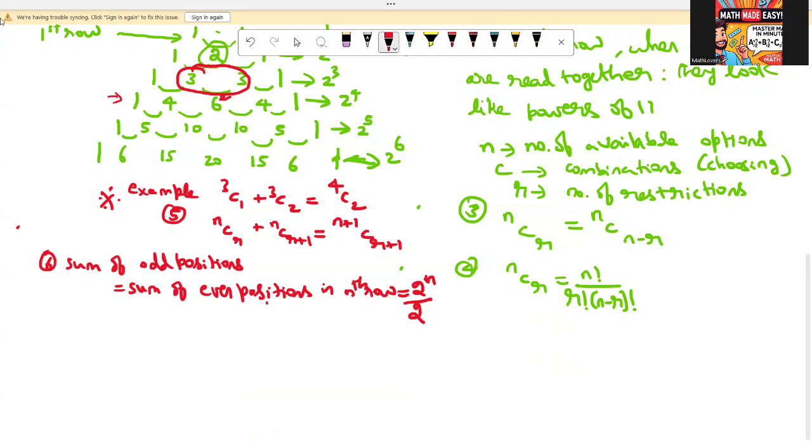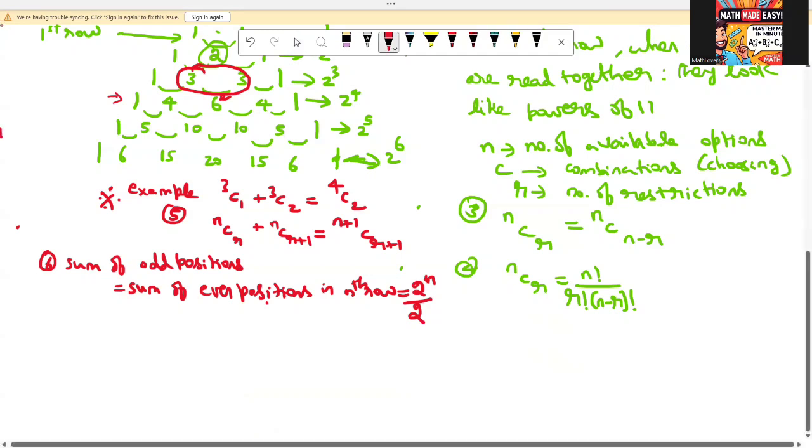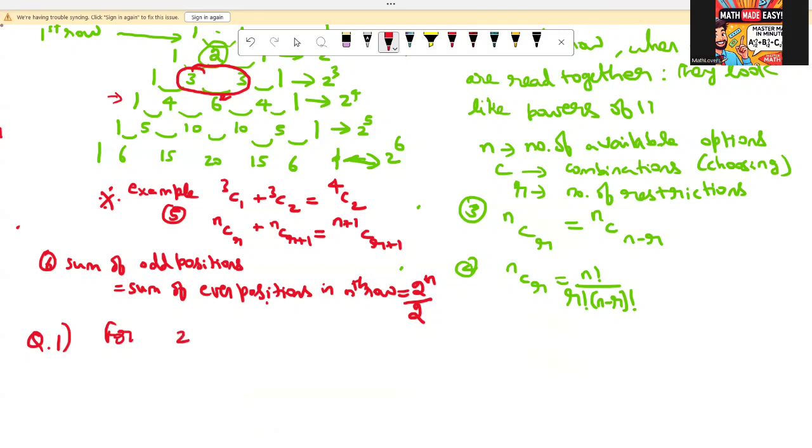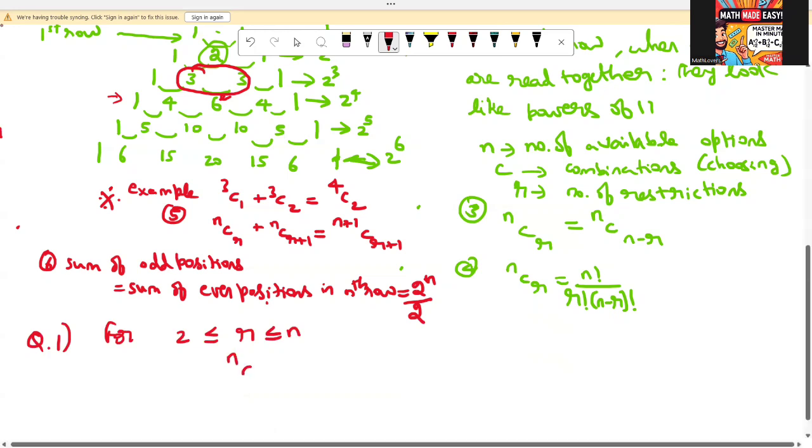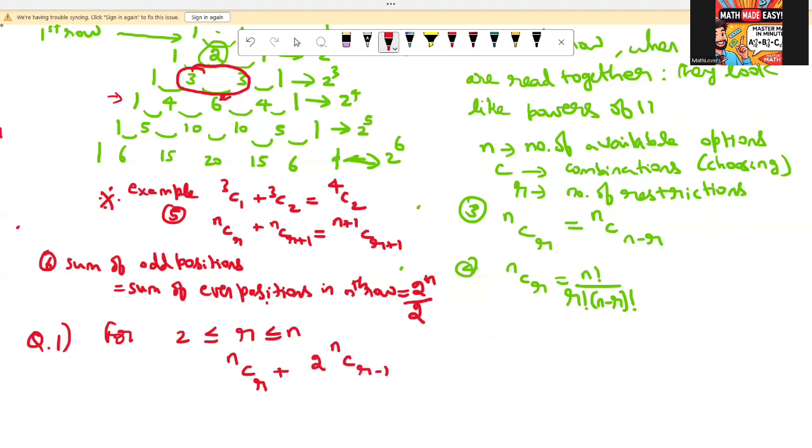Question number one. We are told, for 2 less than or equal to r, less than or equal to n, what is the value of nCr plus 2 times nC(r-1) plus nC(r-2)? We can identify here, we are not going to get a numerical value, but we are just going to get a simplified format. So which property will be useful here?